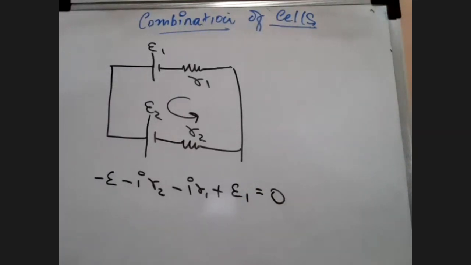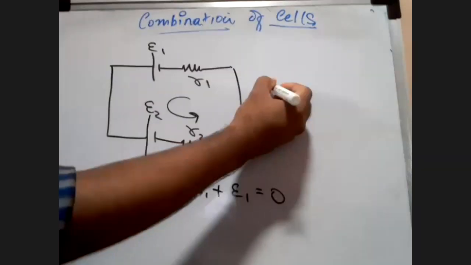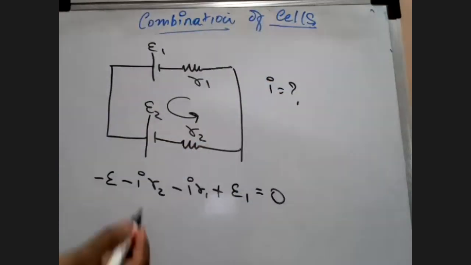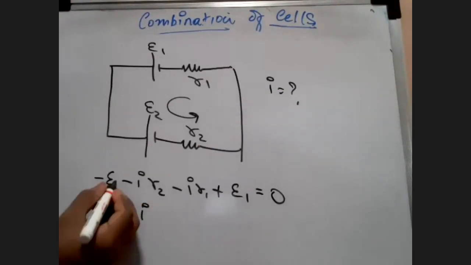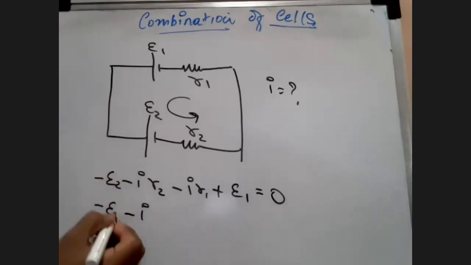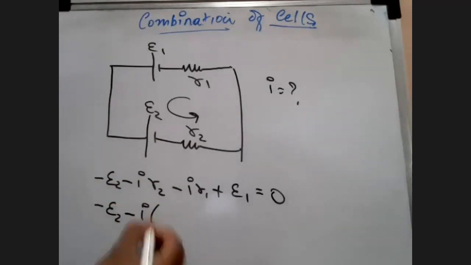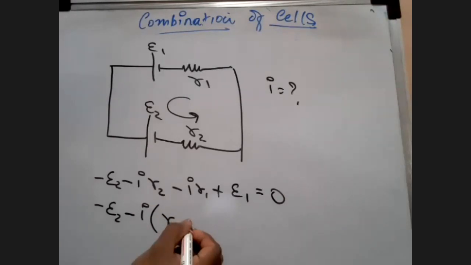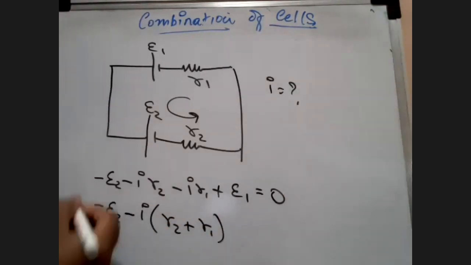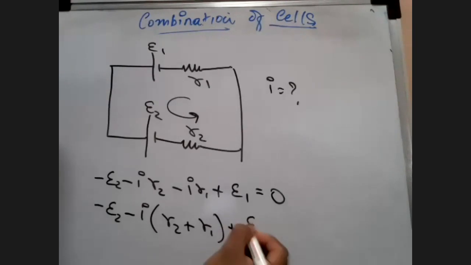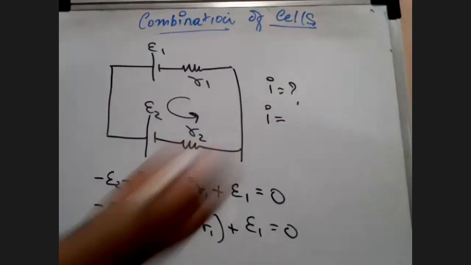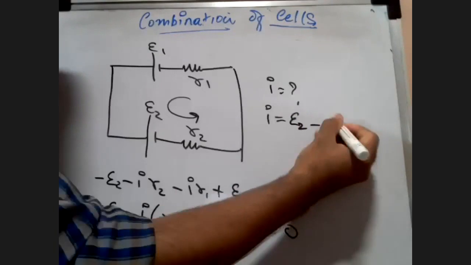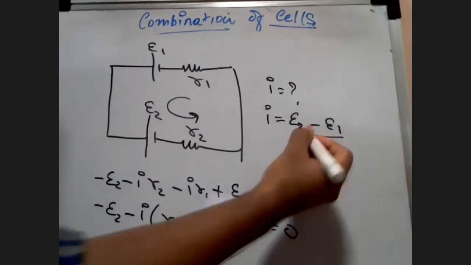After that, if you have to find out the current, you can see here that current can be taken common. So I can take minus common. Of course, this is epsilon 2 here. So I will write minus epsilon 2 minus I, and if I take common, I will get R2 plus R1. Yes or no? I took minus also common. Plus epsilon 1 equals 0. And so I will be equal to what? Can you tell me?